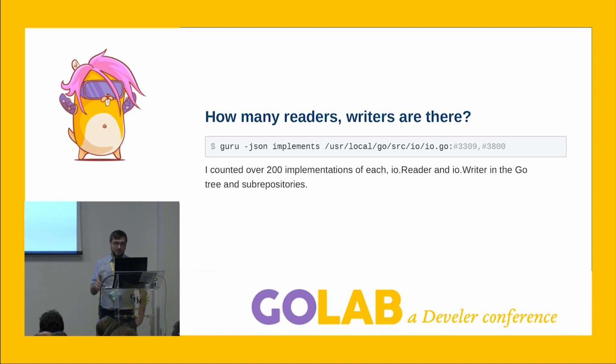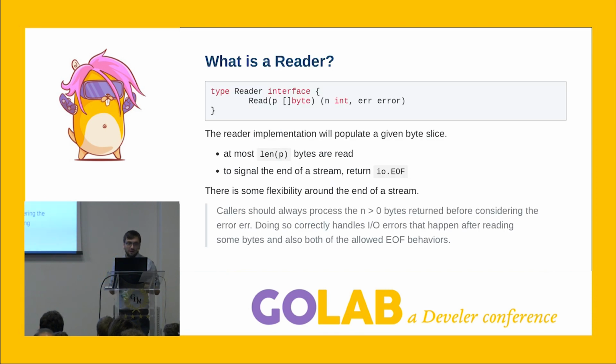So how many readers and writers are there? I asked the Guru tool for the implementations of the interfaces, and I counted over 200 implementations of each io.Reader and io.Writer in the Go tree, and a few of the sub-repositories, not all of them. Okay, so what is a reader? It's simple. It's a single method called Read. It takes a byte slice and returns the number of bytes read and possibly an error.